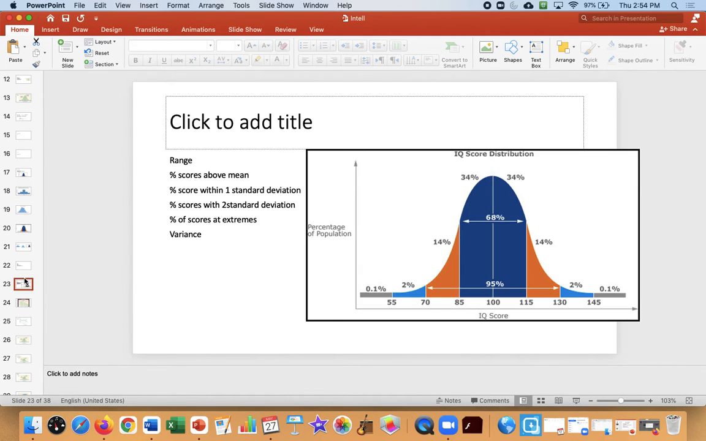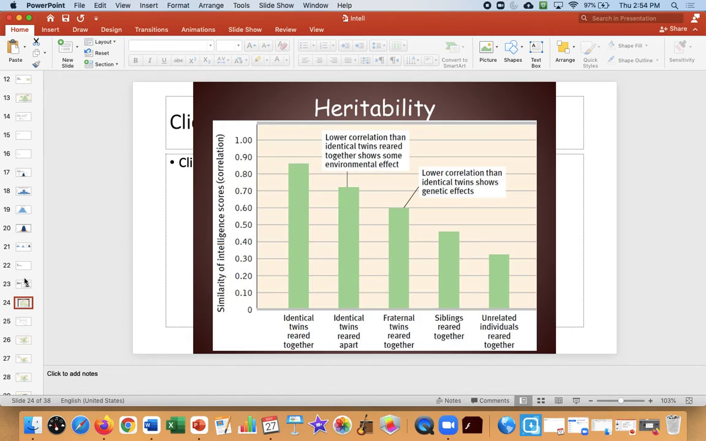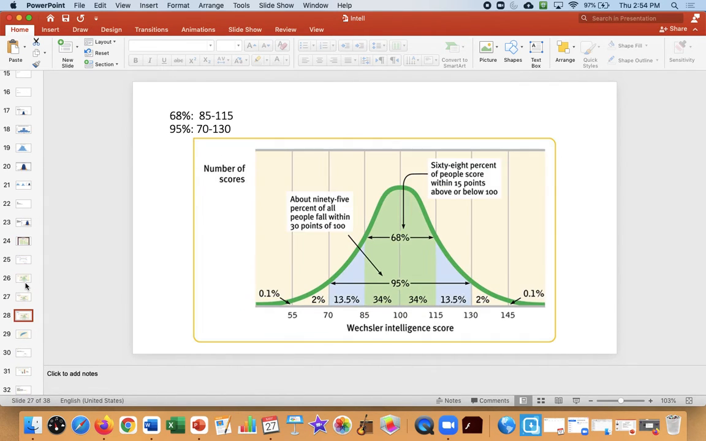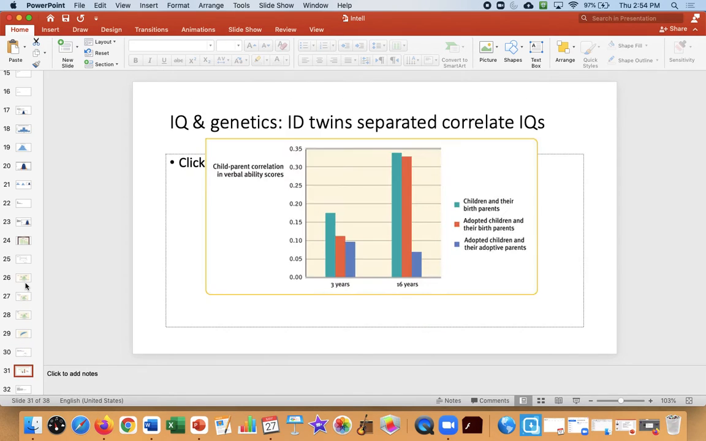All right, mean, median, and mode, and heritability. Just be aware for intelligence and twins, it is nature and nurture. Yes, there is a genetic component to intelligence. That's heritability done with twin studies. All right, then what else here? Mean, median, and mode. All right, testing.